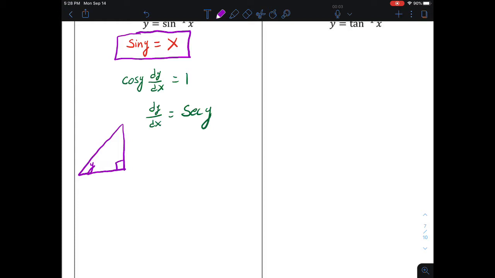If I apply sine to that angle, I have to get x. Well, sine is opposite over hypotenuse, so the opposite side will be x and the hypotenuse will be 1. Let's go ahead and find the missing side using Pythagorean's theorem. So the missing leg would be the square root of 1 minus x squared.